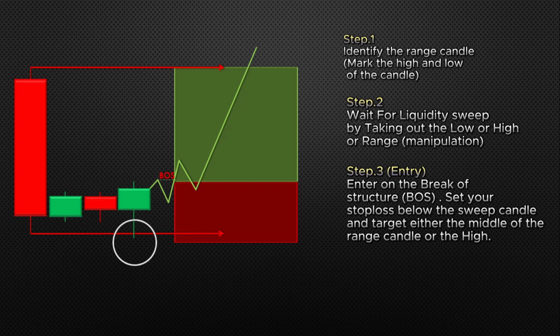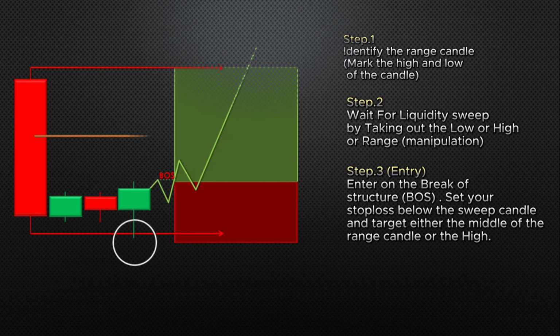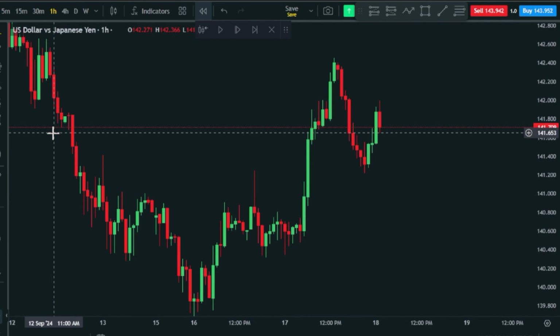Target the range's midpoint or extremes. Depending on your risk tolerance, you can target either the midpoint of the range for a safer, more conservative target, or the high-low of the range for a larger profit. Let's now see examples on a live chart.